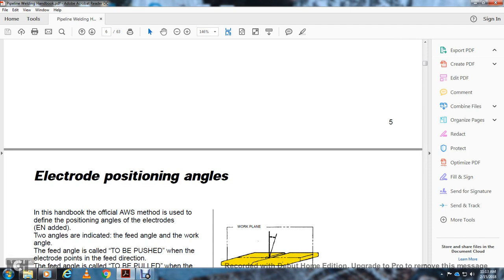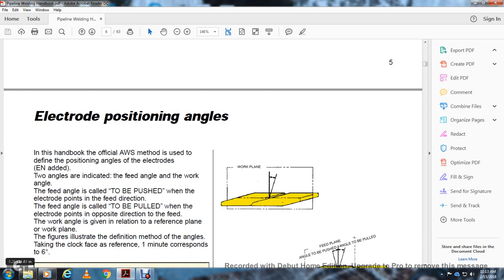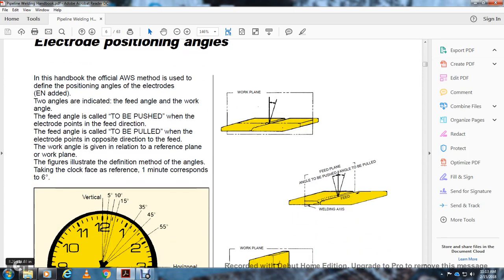To get two angles, indicated with the feed angle and the work angle. The feed angle is said to be pushed when the electrode points in the feed direction. The feed angle is said to be pulled when the electrode points in the opposite direction of the feed. The work angle is given in relation to the reference plane with the work plane. The figures illustrate the definition method of the angle, taking the clock face over the reference, with 1 minute corresponding to 6 degrees.